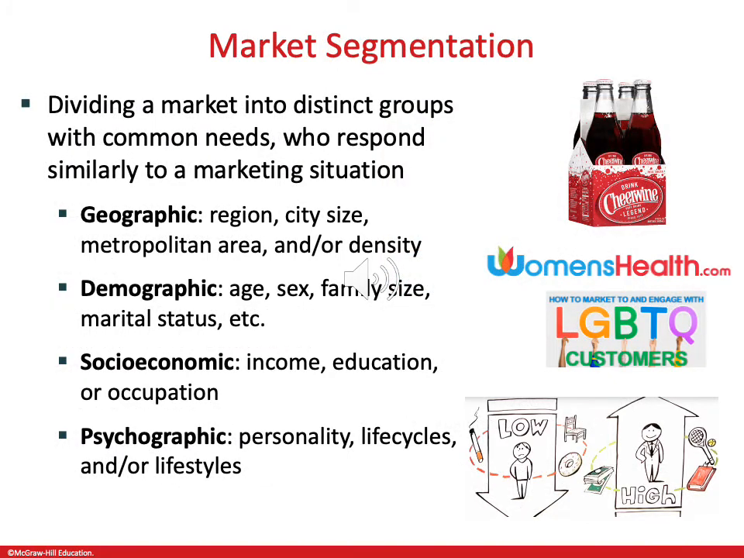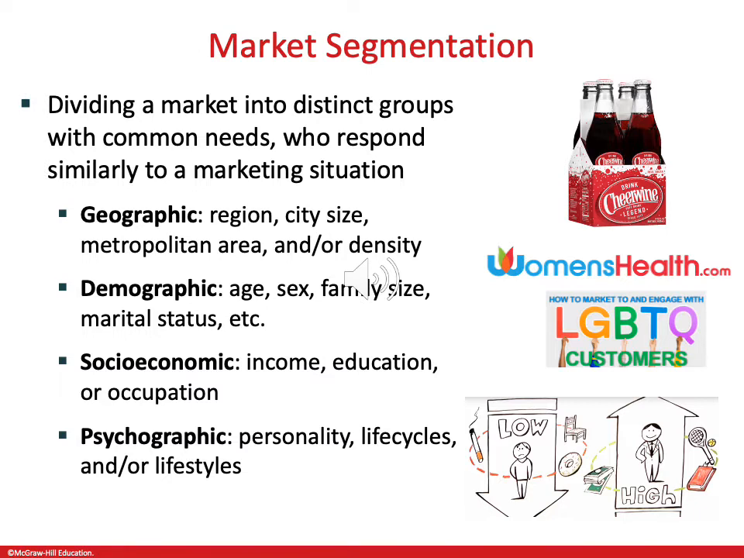Now, as I mentioned before, there are multiple ways to go about this process of market segmentation. These are probably the most common ways, right? And probably the most common is demographics, right? And we know demographics are things like age and sex and family size, marital status, etc. So oftentimes, demographics is the first way that marketers go about segmenting a population. But certainly geographic is also a way. So region, city size, metropolitan area are ways that marketers can go about segmenting a population.